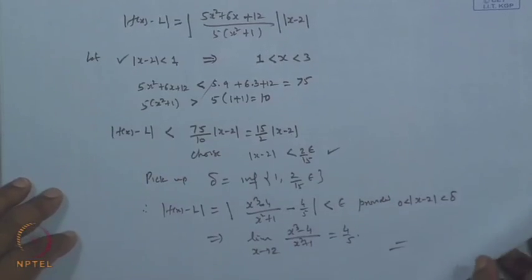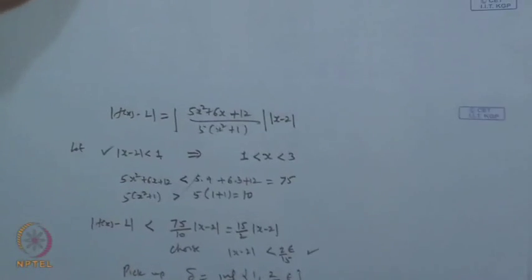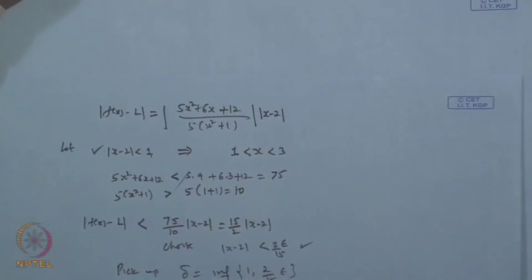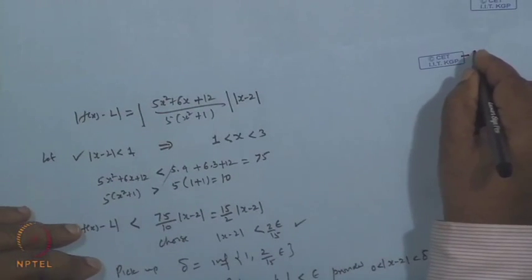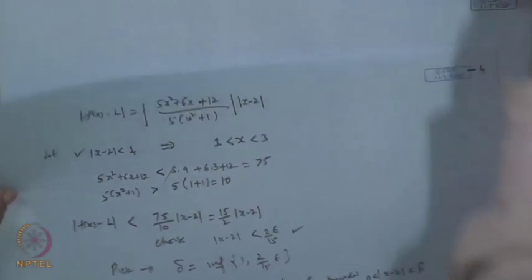So, this way we can prove it, that is our limit problems. So, this is the fourth. Okay. Third. Okay.